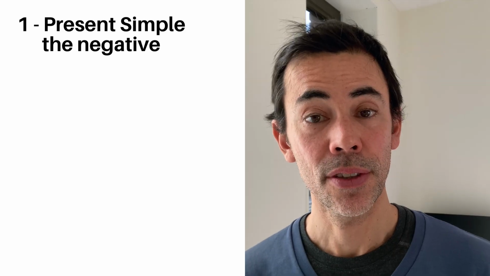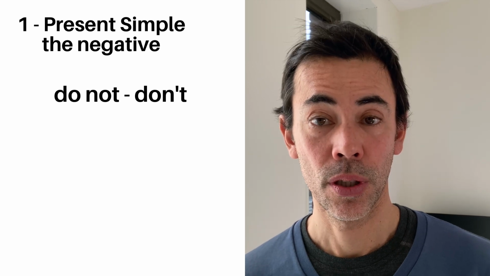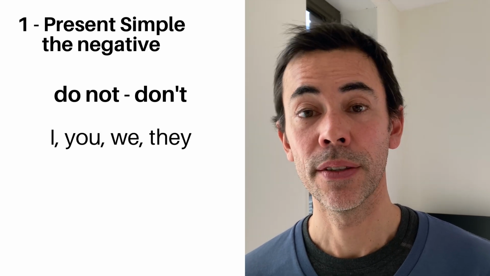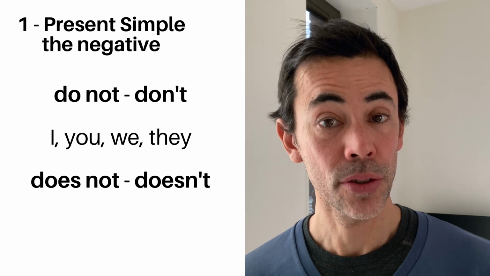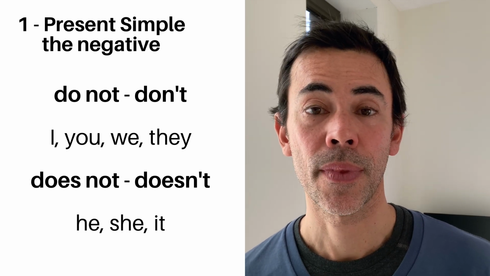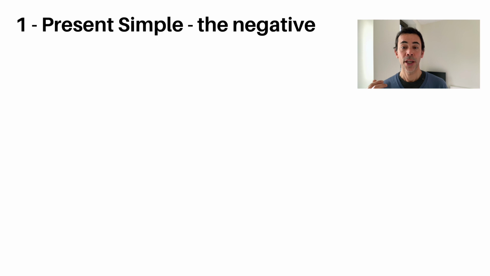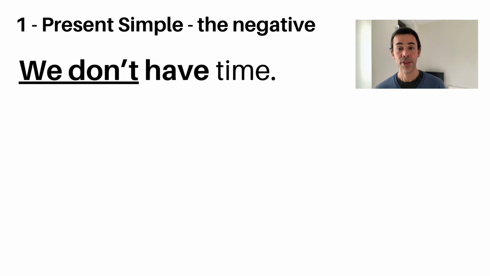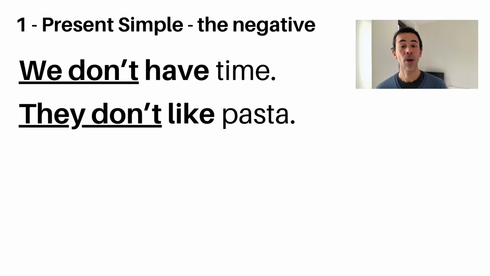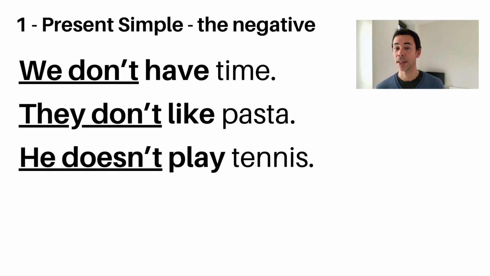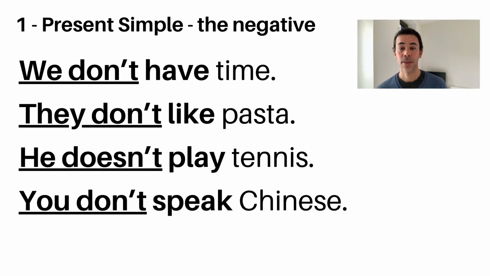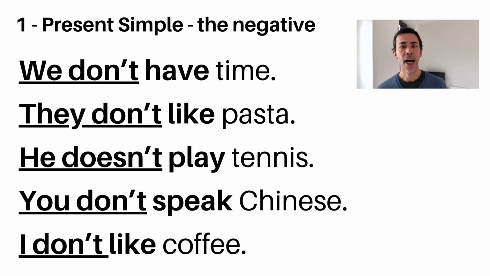Let's take a look at the negative. How do we form the negative now? To create negative sentences, we add don't for I, you, we, they, and doesn't for he, she, or it. Let's take a look. Here are some examples. We don't have time. They don't like pasta. He doesn't play tennis. You don't speak Chinese. I don't like coffee.